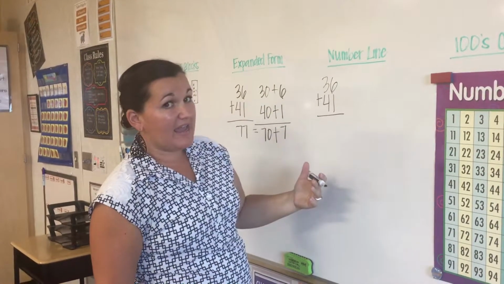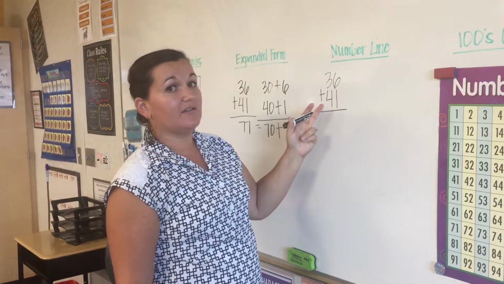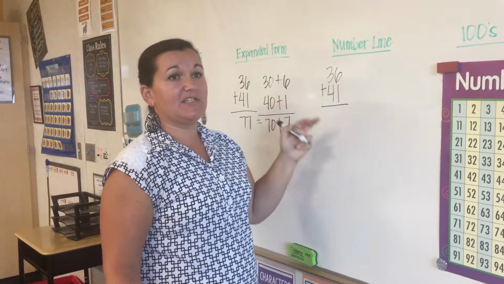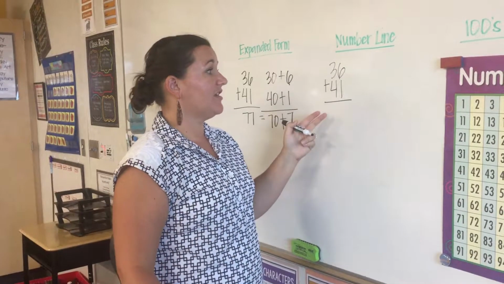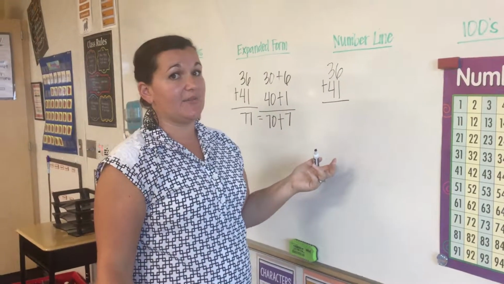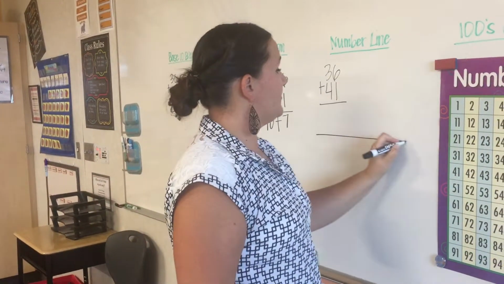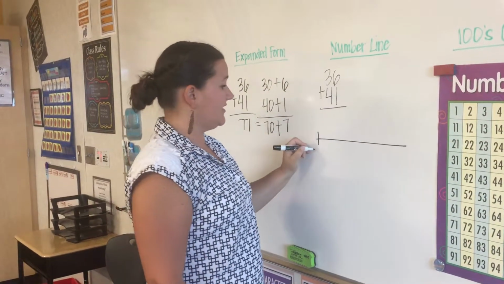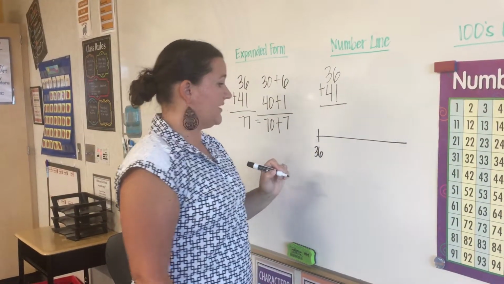So I may start with 41, whereas my neighbor may start with 36. But as long as I'm taking the right amount of jumps for the other number, we're both going to land on the same answer. So here's my number line. I'm going to stick with 36. So my number line is going to start on 36.